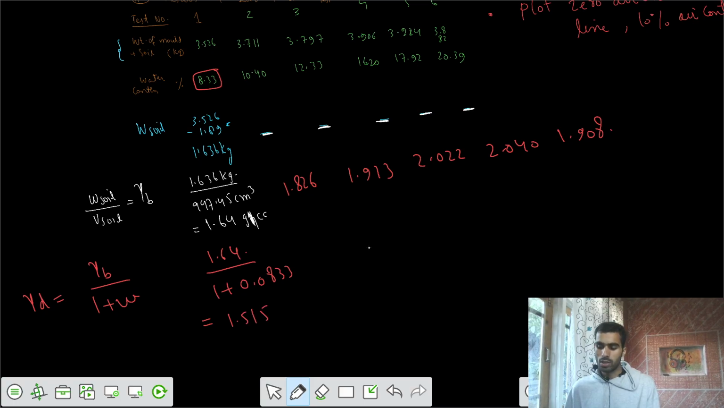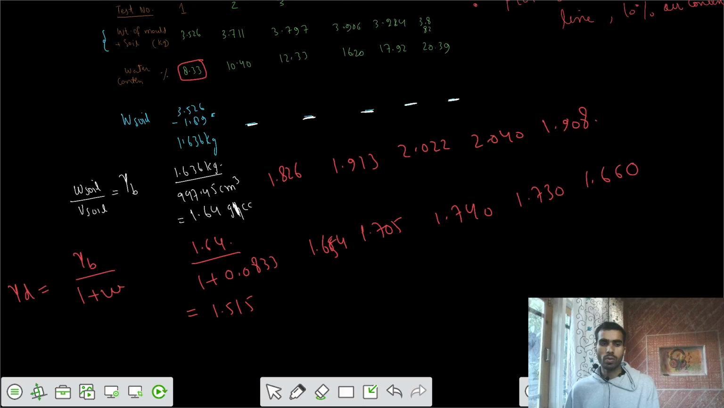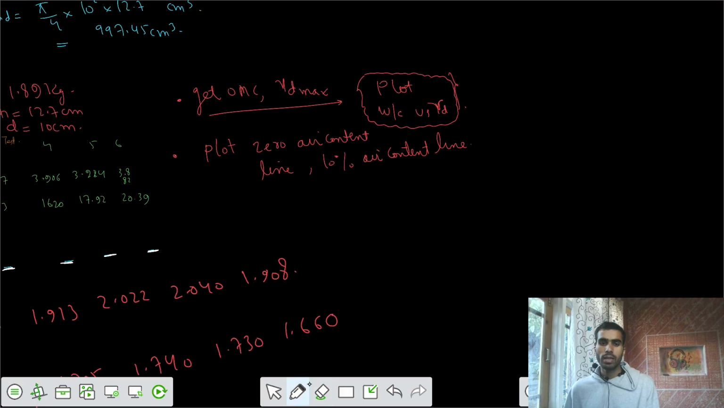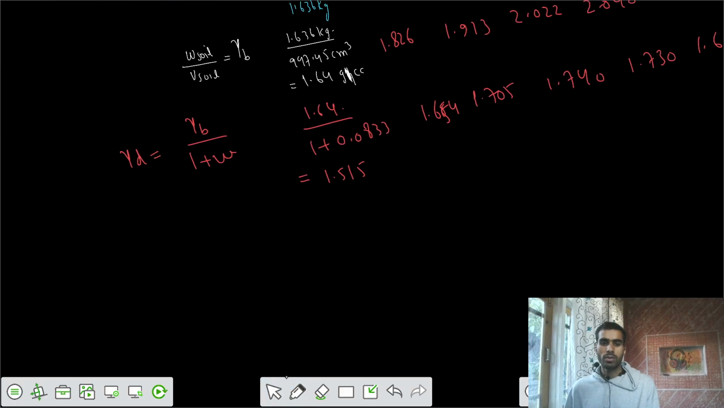And similarly for all other values we can calculate 1.654, 1.705, 1.740, 1.730, 1.600. So we got the values of that gamma dry. So we need to actually calculate that optimum moisture content and gamma d max. We can get these two now. Let's try to plot that data, that is gamma dry versus water content.